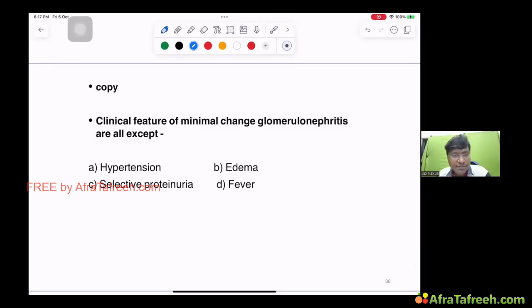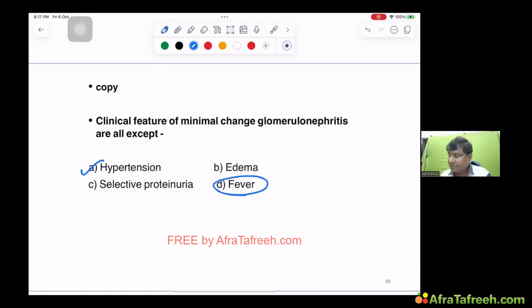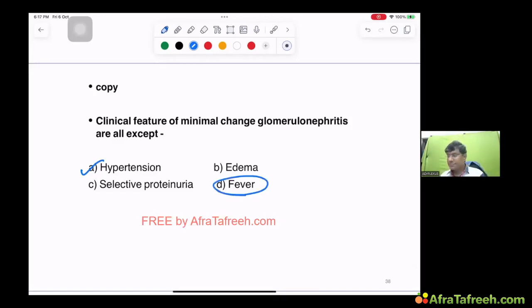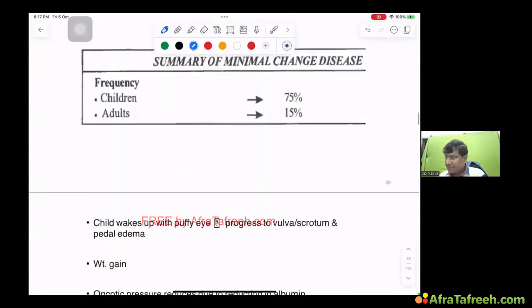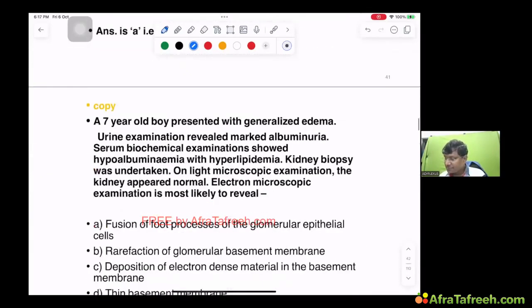Clinical features of minimal change glomerulonephritis are all except. Right, hypertension will not be there. What did we discuss in minimal change disease? They'll have normal blood pressure, right? Edema, selective proteinuria, fever will be there. And fever will be there if it is an infectious pathology causing minimal change glomerulonephritis. But hypertension will not be there. They will have normal blood pressure.